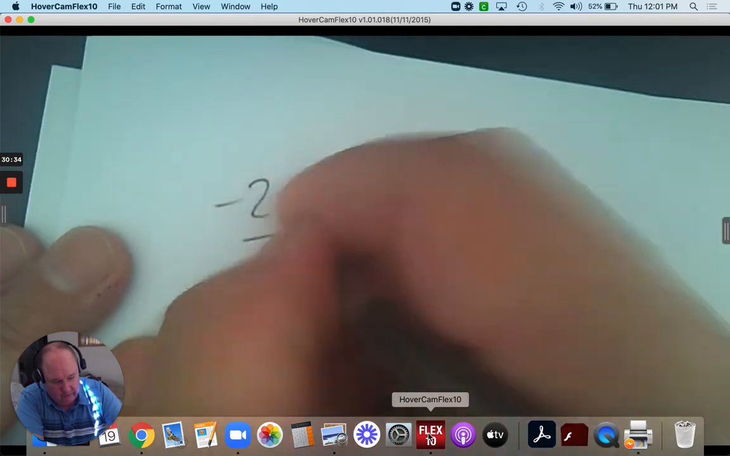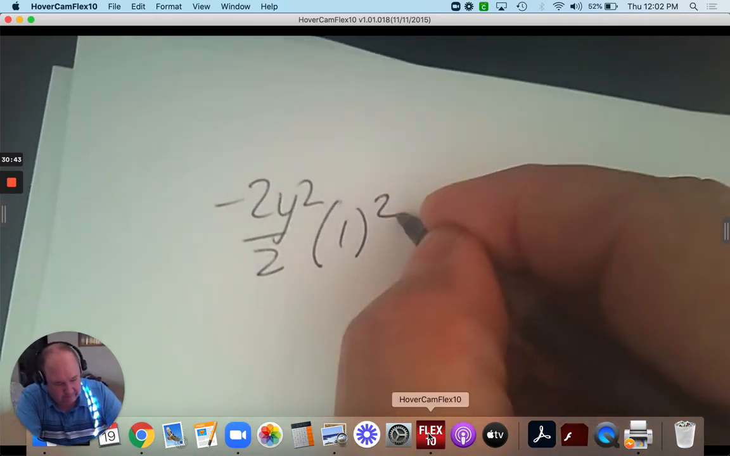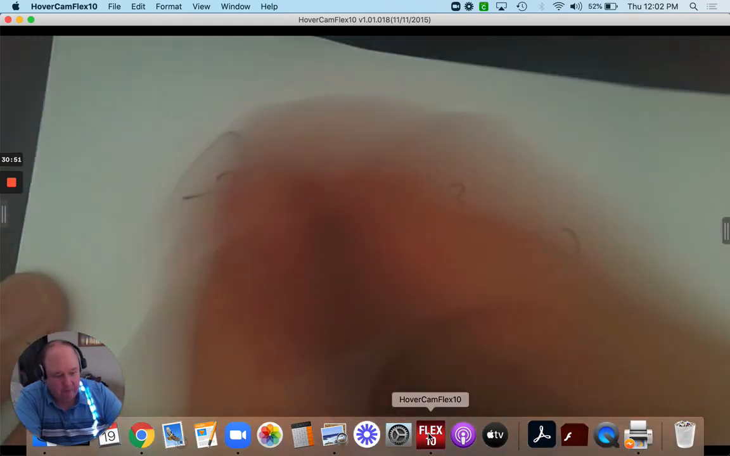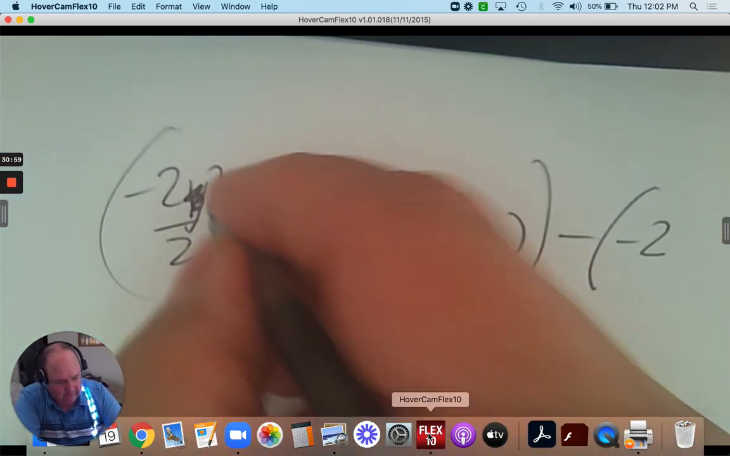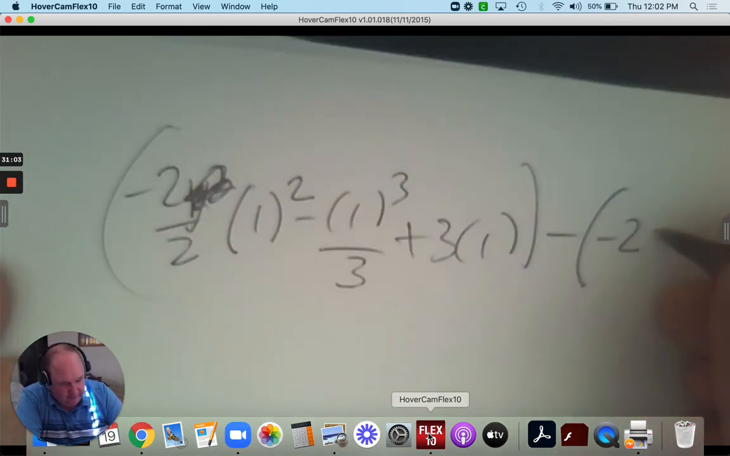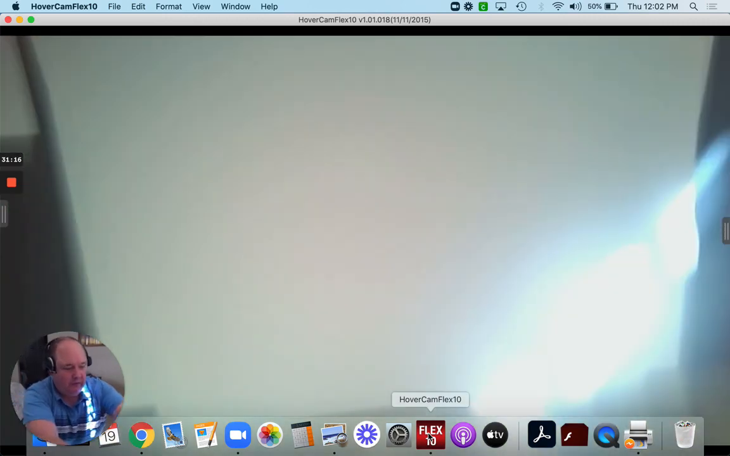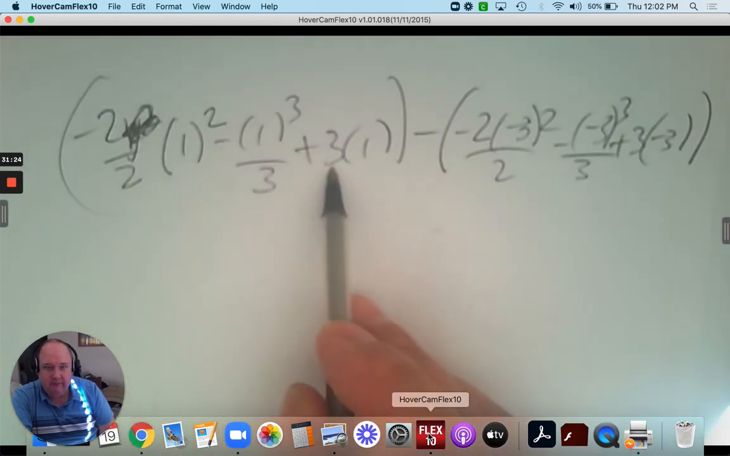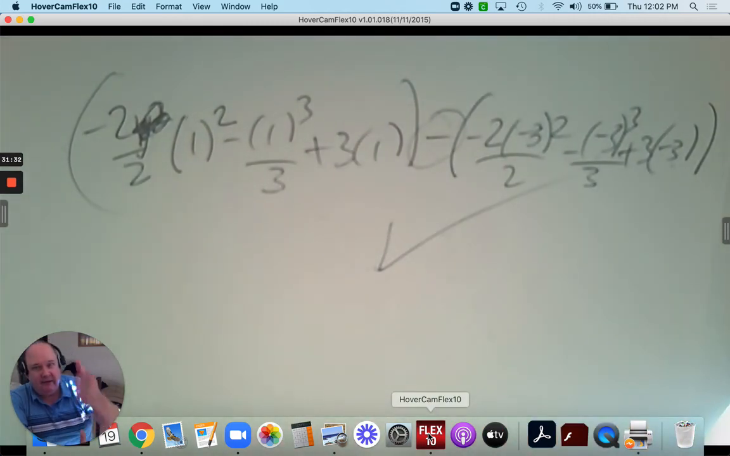So this is what it would look like. You have negative 2y squared over 2, and the upper bound, which is positive 1. Then put parentheses around it, and subtract the lower bound, and write the same thing in. Oops, I didn't need a y in there. Sorry. So negative 2, and now the lower bound, negative 3. And there's the lower bound. So here you can see the whole thing. Don't feel like you need to simplify it. First you plug in positive 1, then you plug in negative 3, then subtract them using parentheses, and it's done. That way you can quickly understand the pattern and the structure.